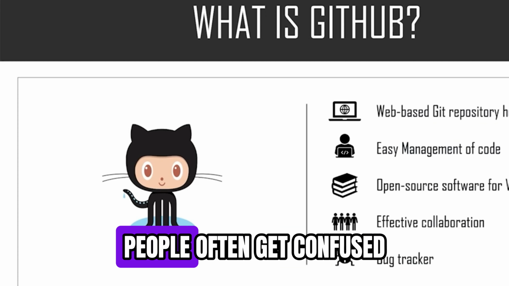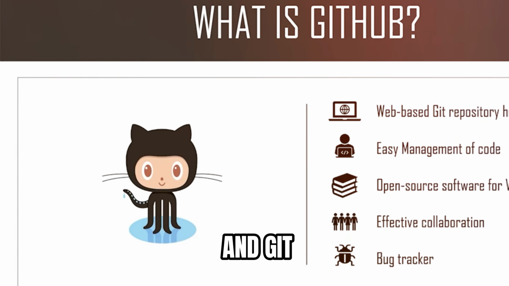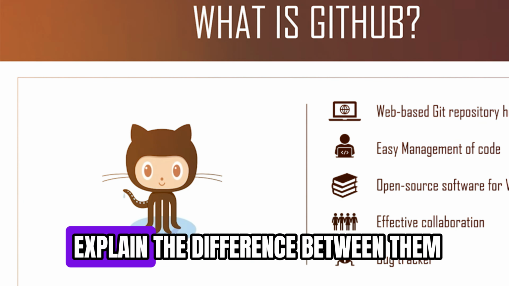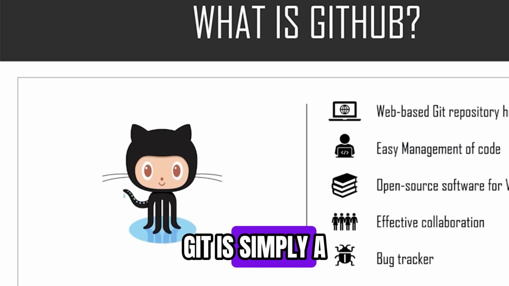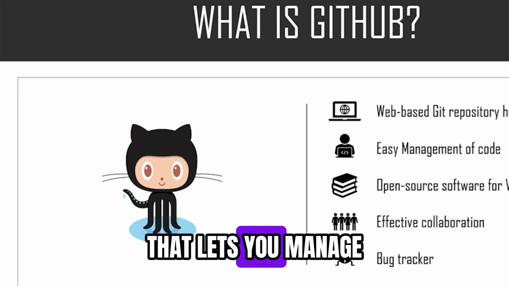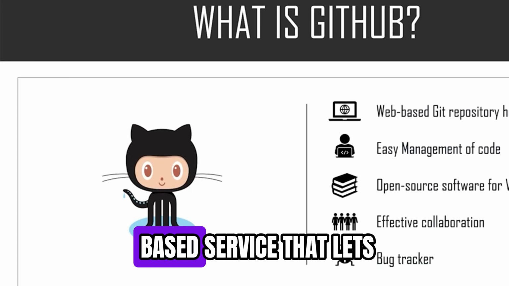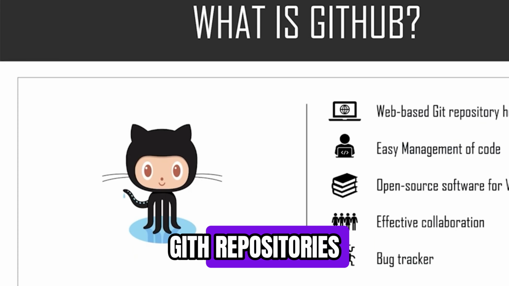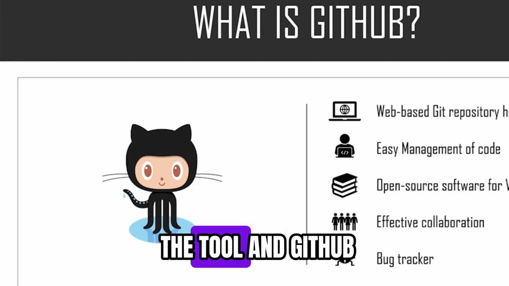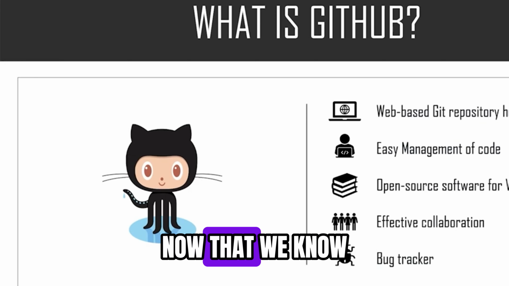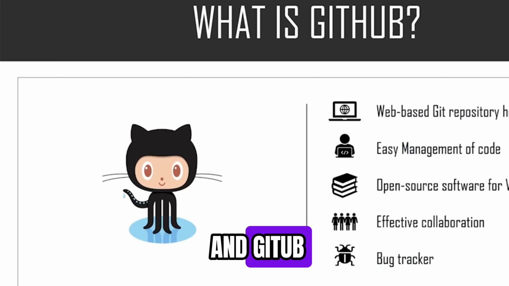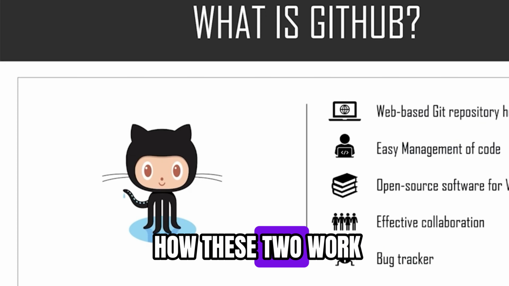Moving on, people often get confused between the terms Git and GitHub. Now let me clearly explain the difference between them. Git is simply a version control system that lets you manage and track changes within your project, whereas GitHub is a cloud-based service that lets you manage Git repositories. So basically Git is the tool and GitHub is the service. Now that we know the difference between Git and GitHub, let us move on and understand how these two work hand in hand.